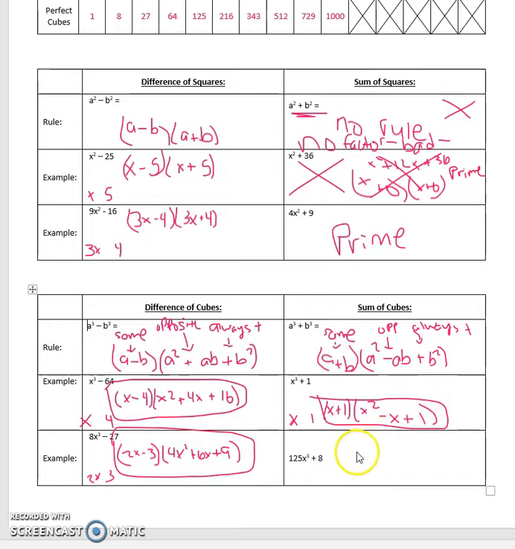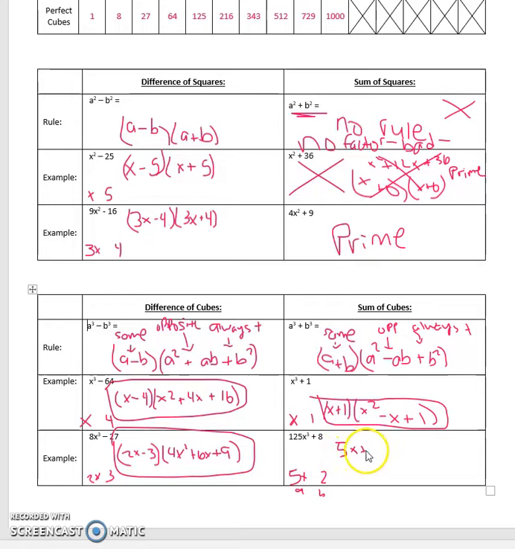Okay. Cool. Let's try this one. What's the cube root of 125? It's 5. I'll tell you. The cube root of x cubed is going to be x. The cube root of 8 is 2. Okay, so a is 5x, 2 is b. So let's plug it in.